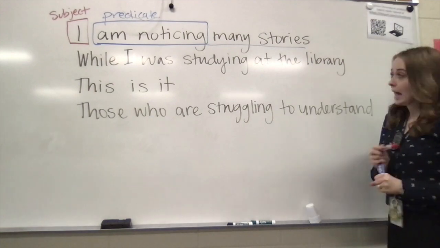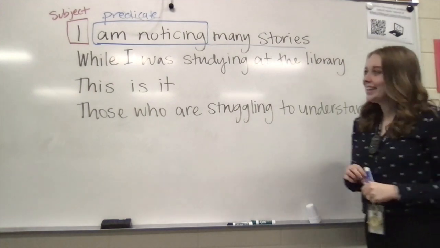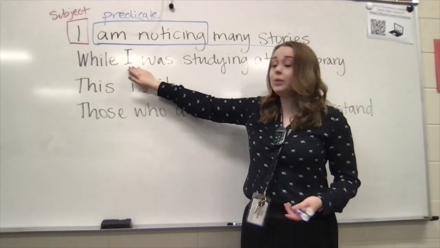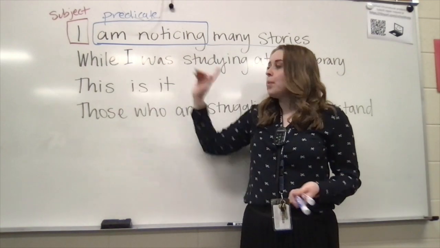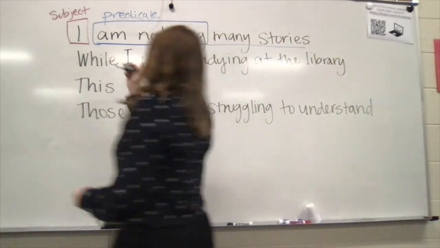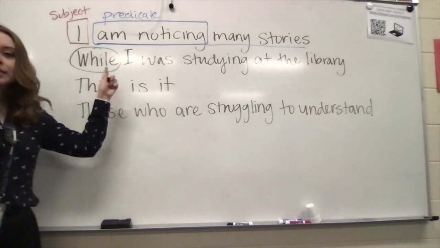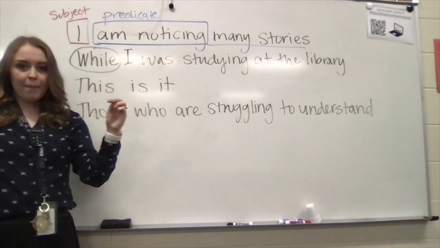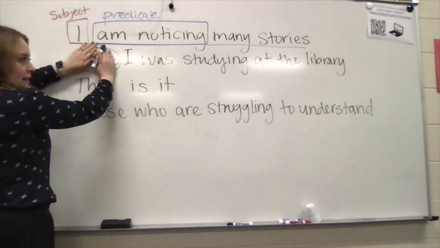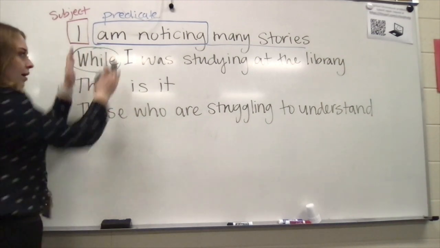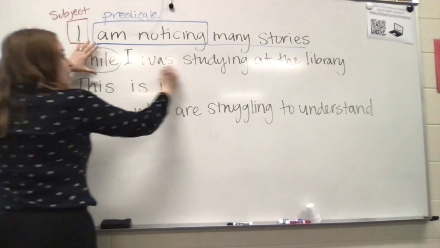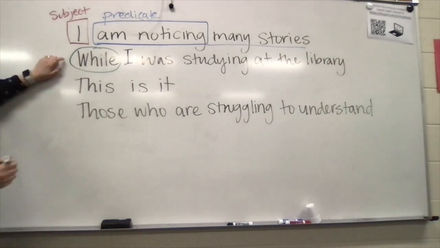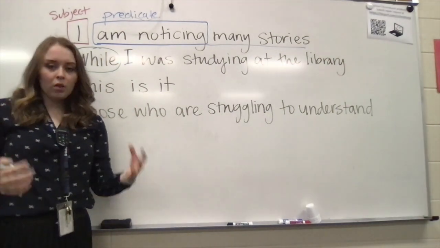So let's look at the next one. While I was studying at the library. Here, we actually don't know if there is a subject at all. There is a noun, I, and maybe I is the sentence, but what we actually have here with this word while is a unit of time. So while makes this whole thing dependent. If we took this off, I was studying at the library, then we'd have an independent clause, because I is the subject, was studying is the predicate, was studying at the library.